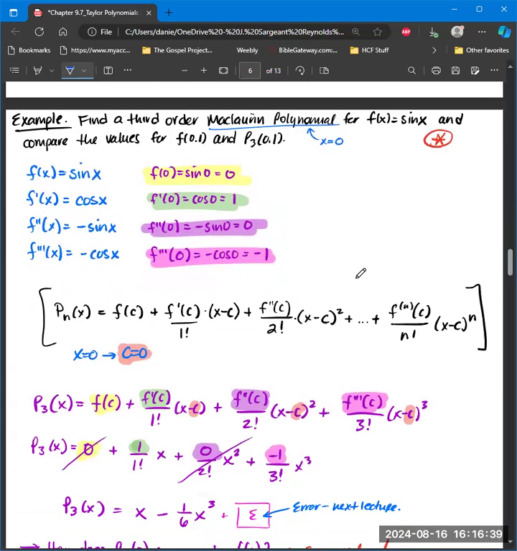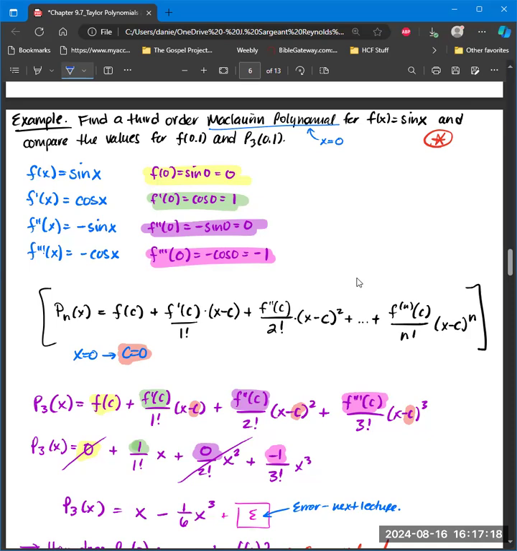Now find a third order Maclaurin polynomial. This one, 0 is in the domain of sine, so we're going to want to use x equals 0 if we're allowed to, and compare the values of f of 0.1 and P3 of 0.1. So derivative of sine is cosine, derivative of cosine is negative sine, derivative of negative sine is negative cosine. We want to go out to the third derivative here because we're going to a degree 3 polynomial.